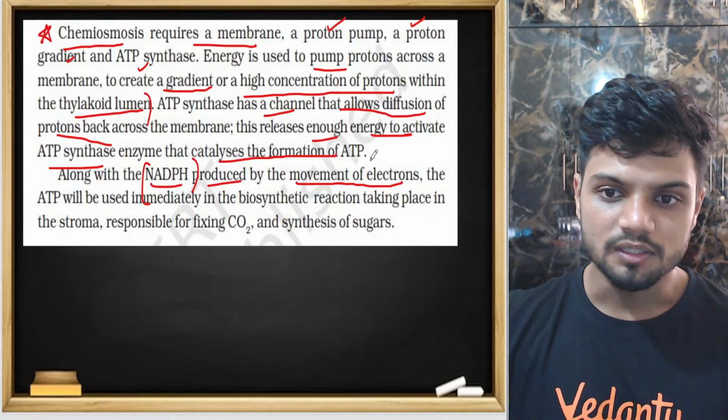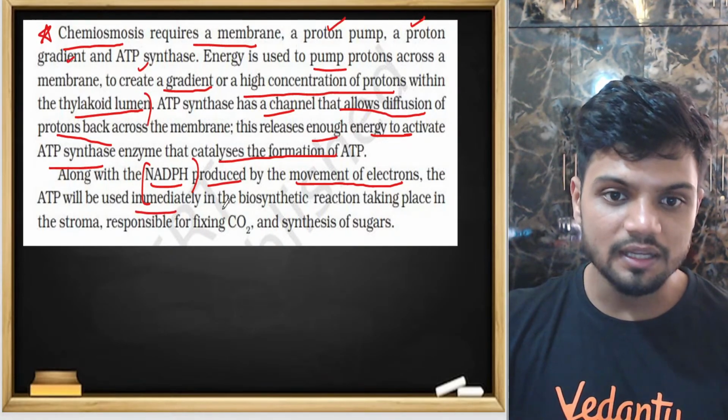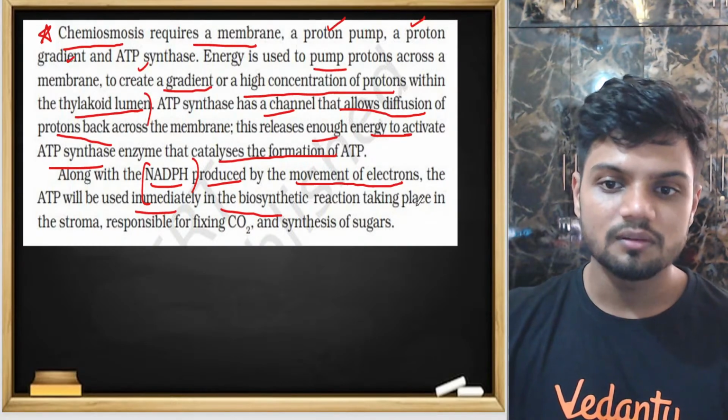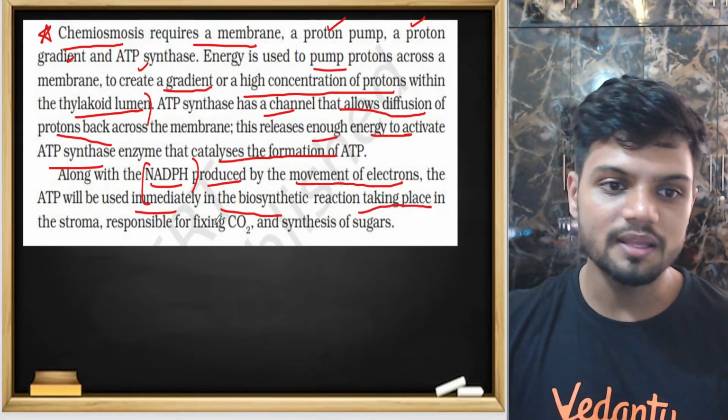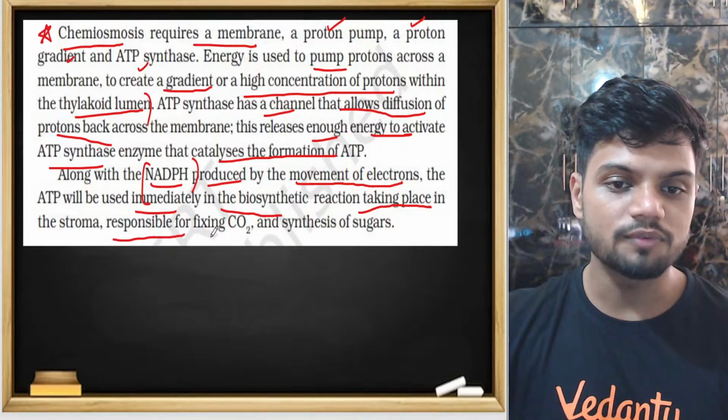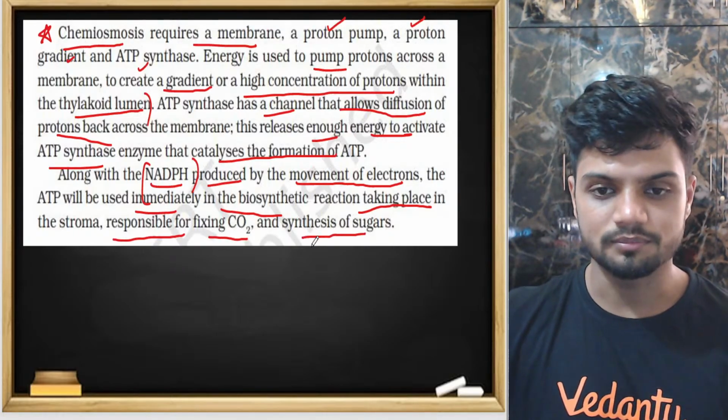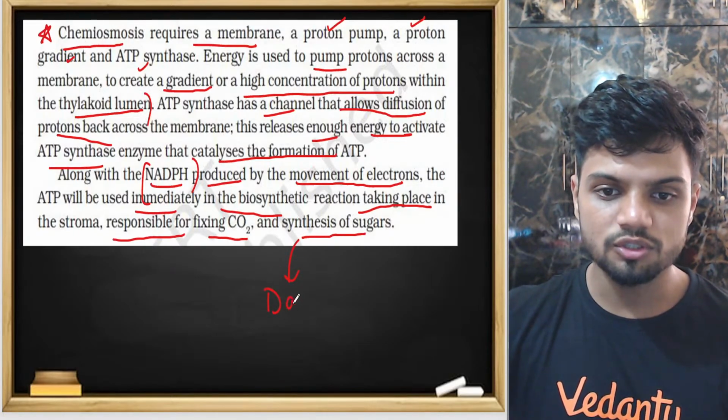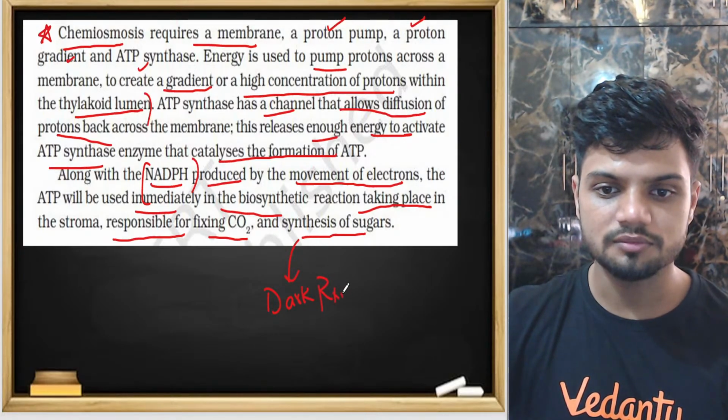Now, the ATP will be used immediately in the biosynthetic reaction taking place in the stroma, possibly for fixing CO2 and synthesis of sugar. This is basically the introduction of the dark reaction.